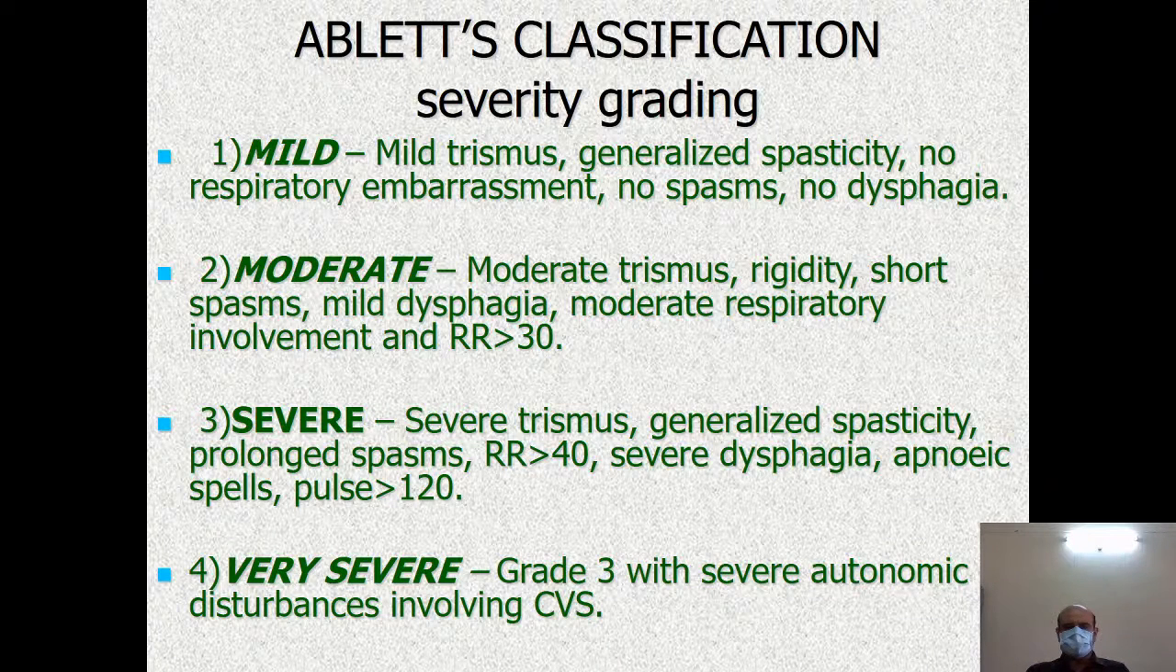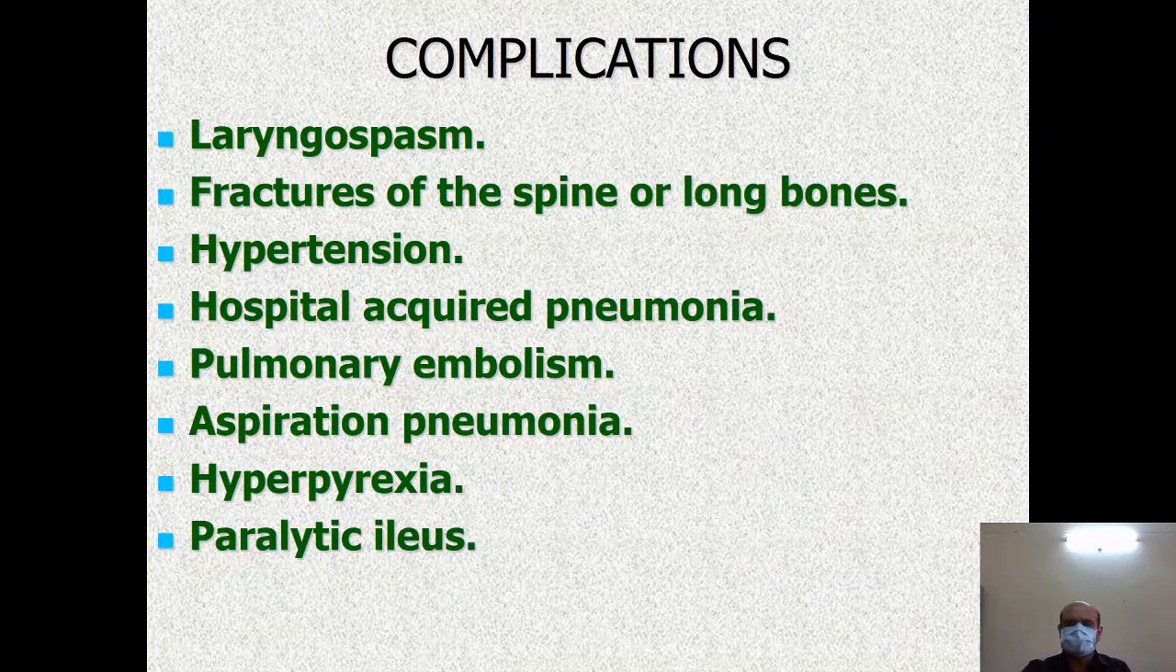and respiratory rate is more than 30. Severe: trismus, generalized spasticity, prolonged spasm, respiratory rate is more than 40, severe dysphagia, apnea spells, pulse is usually more than 120. When very severe, grade 3, there are severe autonomic disturbances involving the CVS.